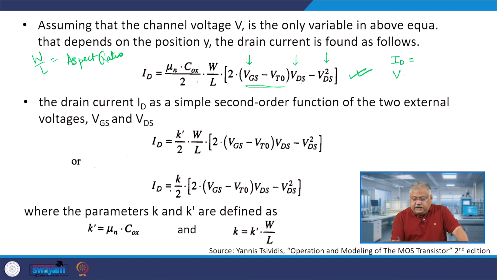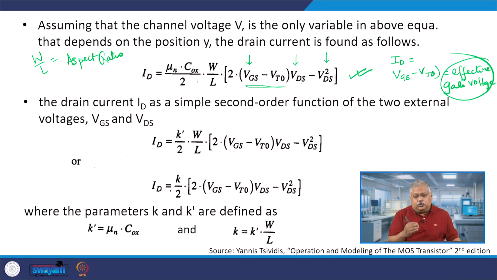And this quantity VGS minus VT0 is referred to as the effective gate voltage. Effective gate voltage primarily means the amount of voltage which effectively appears at the channel. So if you give a voltage of 2 volts and the threshold voltage is 0.5, then you subtract 0.5 from 2 to get 1.5, and 1.5 is your effective gate voltage. So this is the actual voltage seen by the charge carriers in the channel.